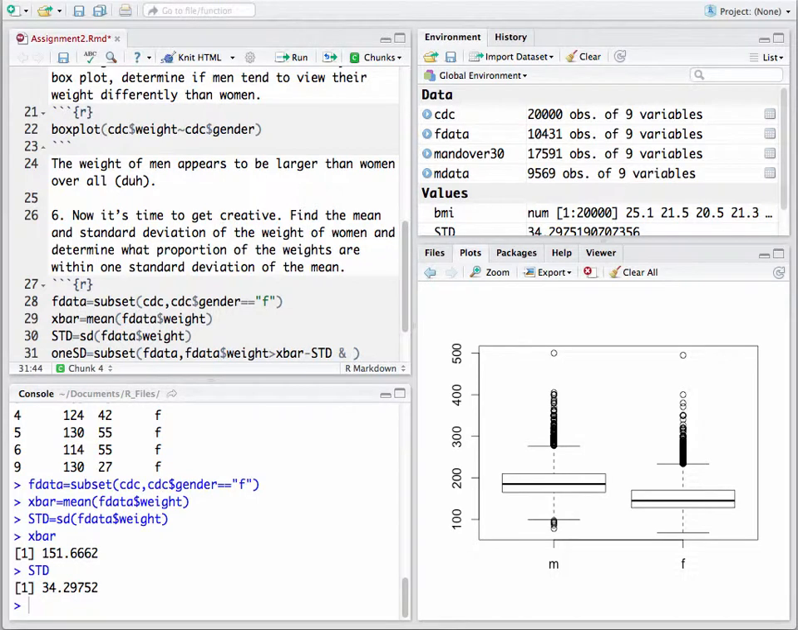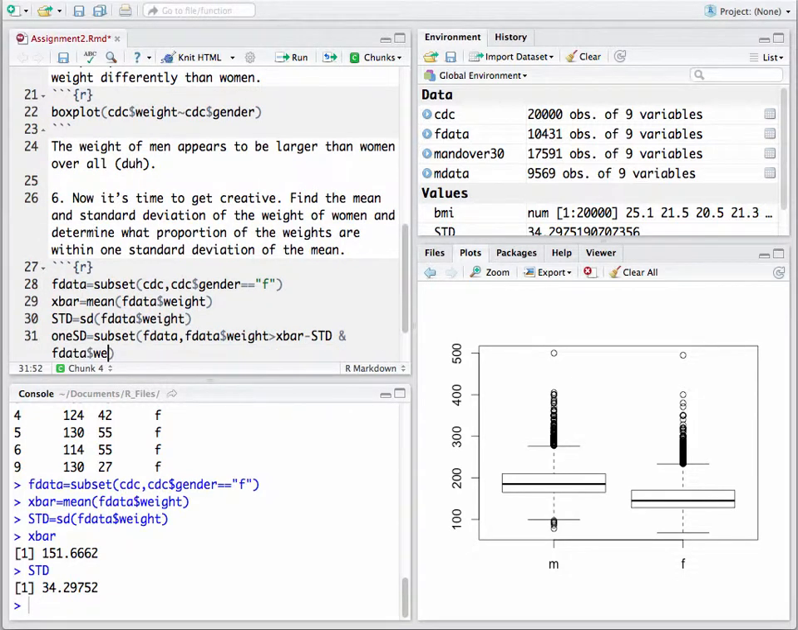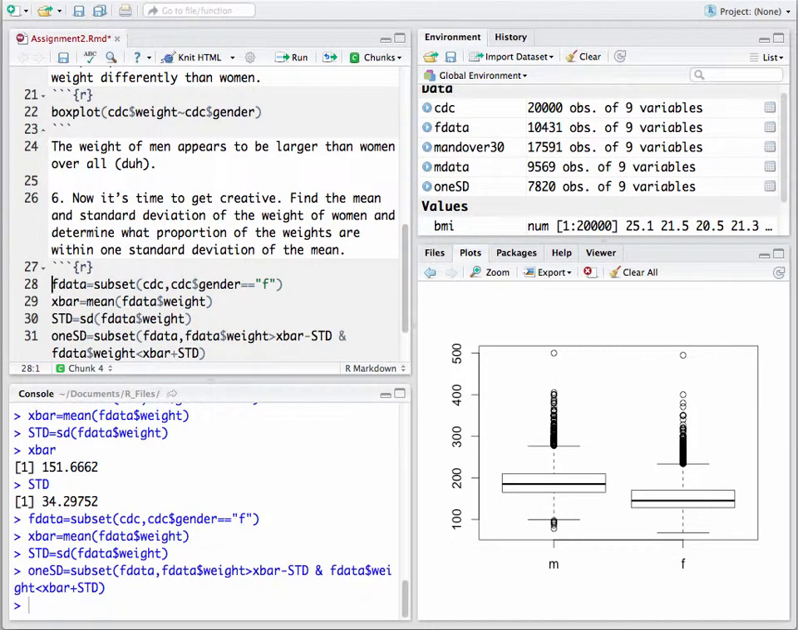And so then we're going to basically do this command again. We're going to do F data, and then the weight. And this time, what do I want it to be? Well, I want those folks to be less than X bar plus the standard deviation. Okay, so that data set, let's go ahead and run that, make sure that worked.